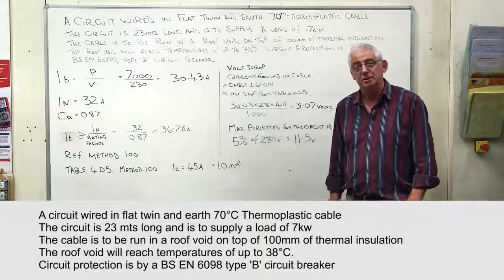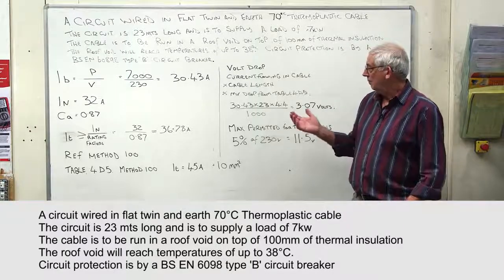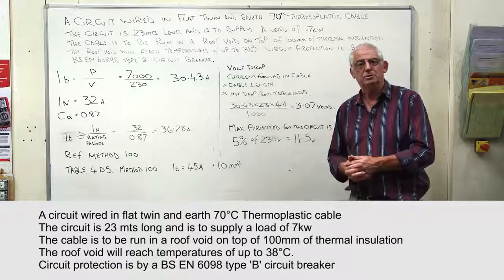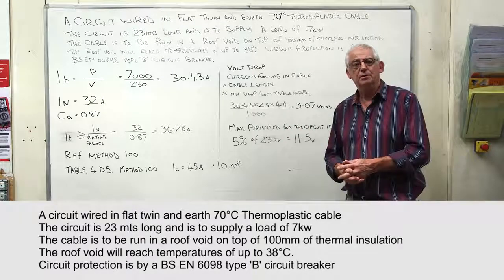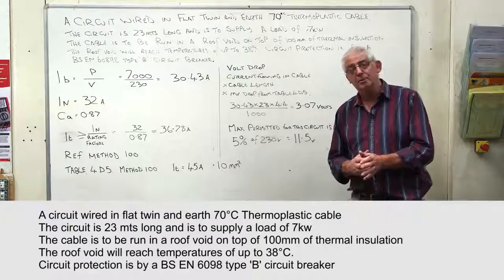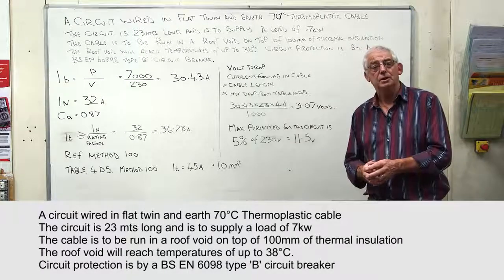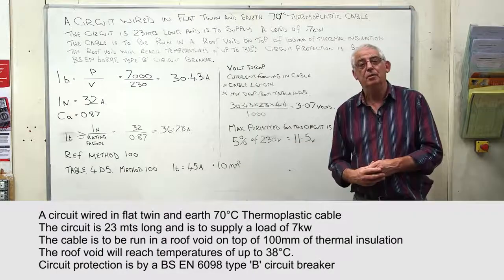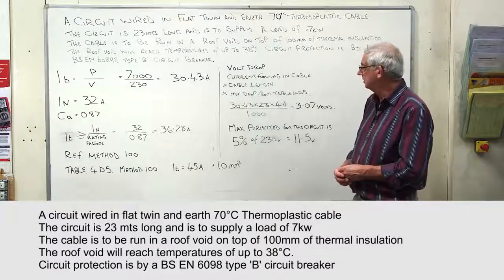The next step for us now, having decided on the rating of the cable and the size of the cable we're going to use, is to check that the cable comes inside the volt drop constraints that we're allowed. And we know that for a lighting circuit we're allowed 3%, and for a power circuit we're allowed 5%. 5% of 230 volts is 11.5 volts, so we need just to check.